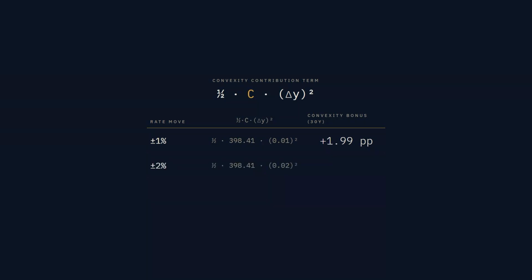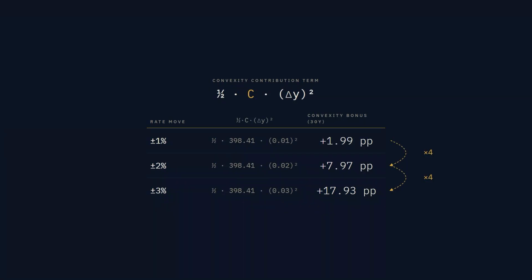For a 2% rate move, convexity adds back about 8 percentage points instead, suddenly a much more serious correction. And for a 3% rate move, convexity adds back almost 18 points on top of whatever duration alone would have said. Notice the pattern in those three numbers. When the rate move doubles, convexity's contribution actually quadruples, and the reason is right there in the formula. The rate change is squared, which means convexity matters disproportionately more the bigger the rate move gets.